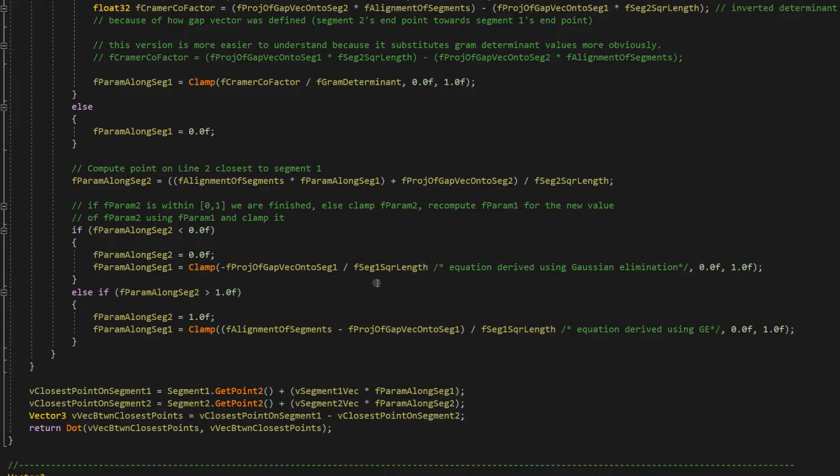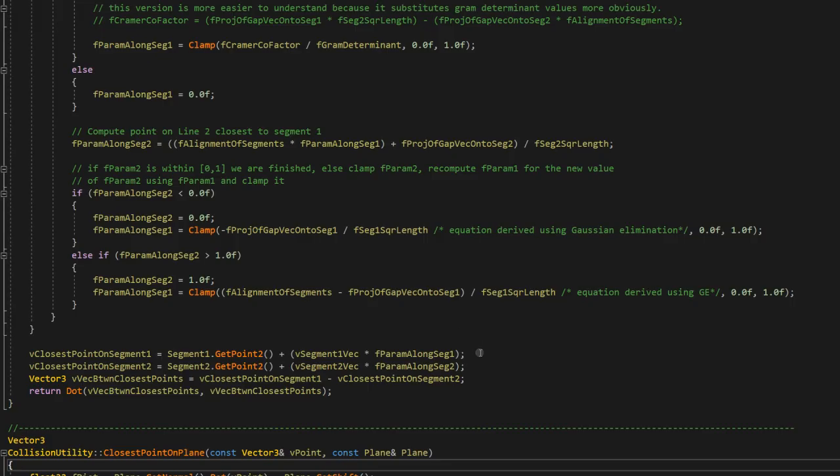If the parameter along segment 2 is more than 1, we set it to 1 to land at the end of the segment. We subtract the projection of the gap vector from the alignment of the segments to get the corresponding parameter along segment 1 that lines up with the closest point on segment 2. We divide it by the square length of the segment to convert it into linear units as usual.